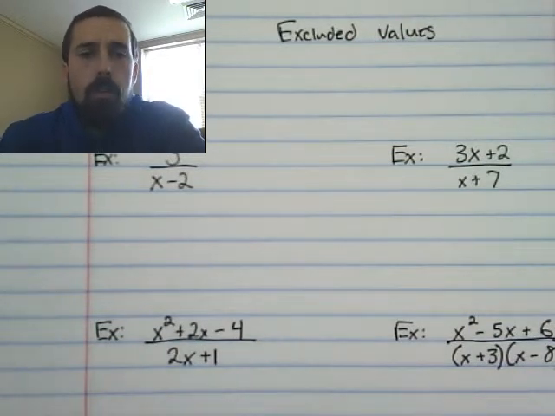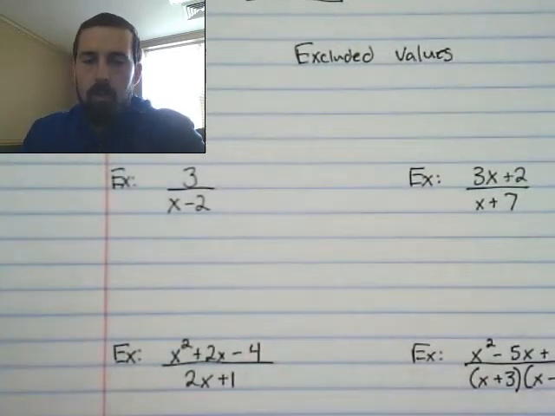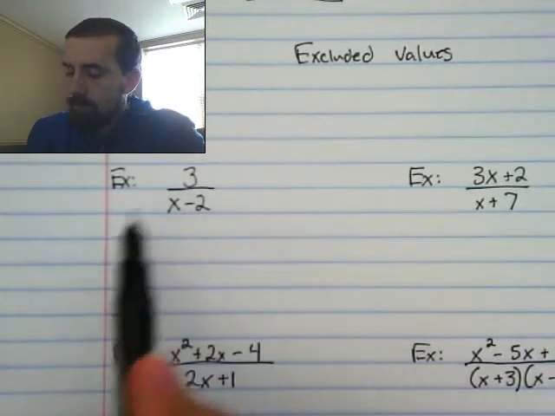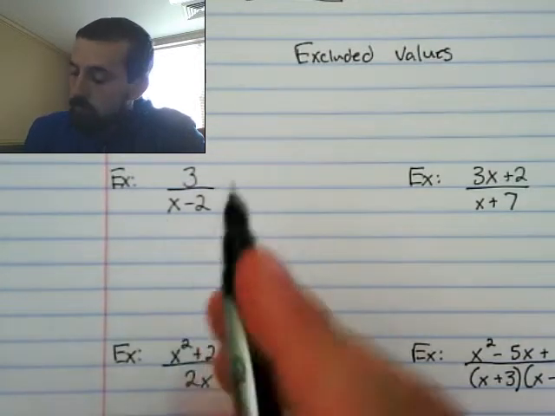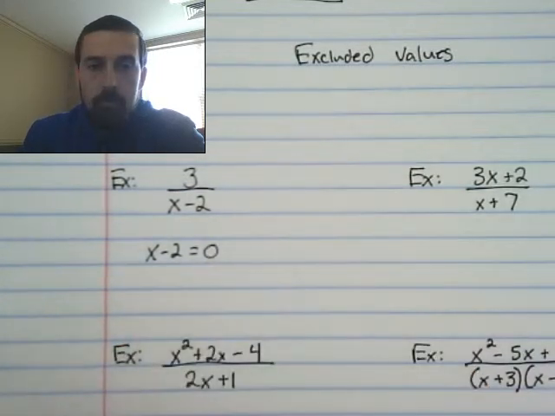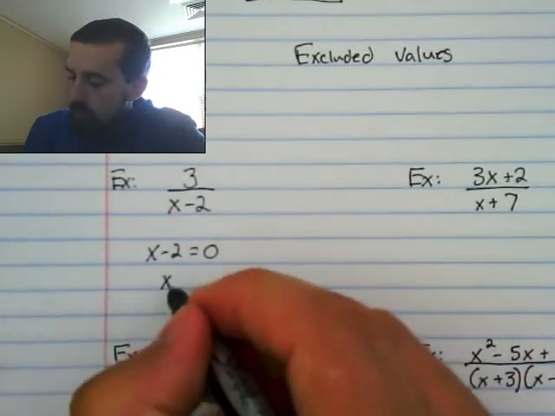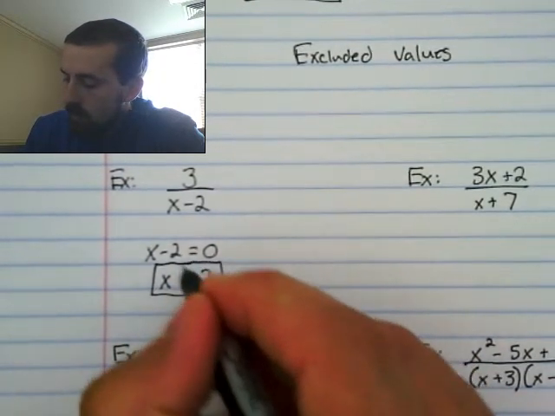So we want to make sure that we exclude those values that are going to make our denominator equal to zero. Looking at an example right here, how do we find our excluded values? Well, we look at our denominator, which is x minus 2, and we set it equal to 0. So we need to solve for x. We're going to add 2 to both sides, which gives us x equals 2.